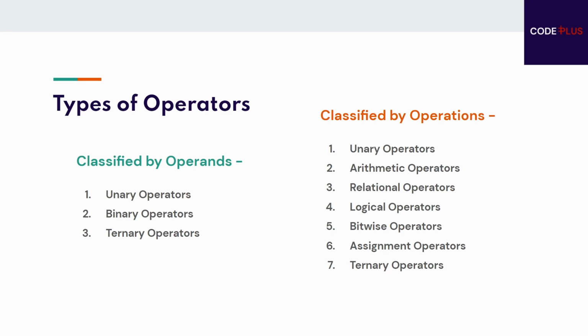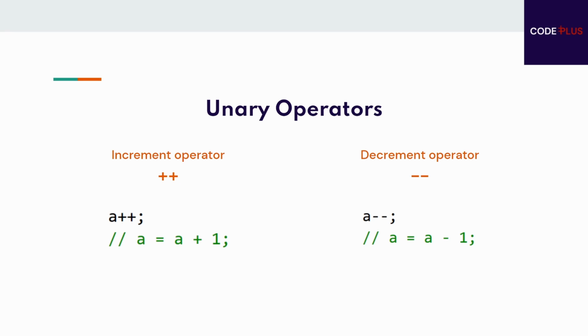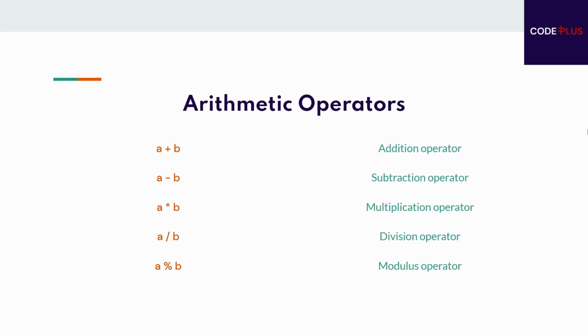Now we will learn about 7 types of operators. There are 2 types of unary operators. Plus plus increases and minus minus decreases the value of the operand by 1. Arithmetic operators are used to perform mathematical or arithmetic operations. For example, we use star to multiply values of 2 operands.